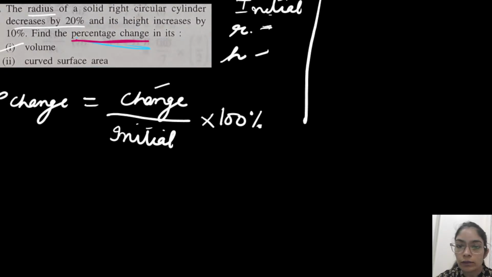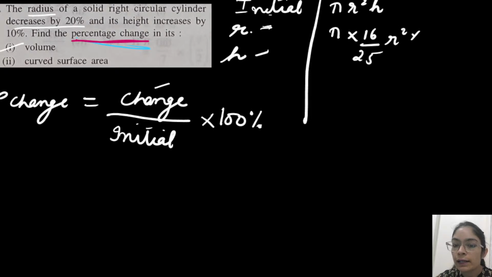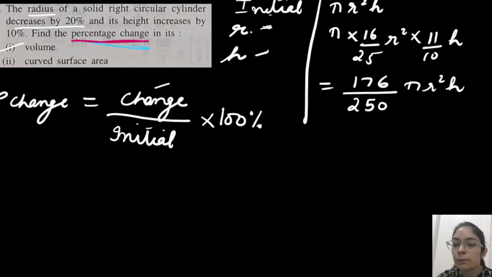So I'll just write. First of all, volume was pi r square h. This was initial volume, and final volume we found: pi into 16 by 25 r square into 11 by 10 h, which we can further simplify. I can write it as 176 by 250 pi r square h. Numbers we can multiply, so the small mistake was there. So this is initial volume and this is final volume.